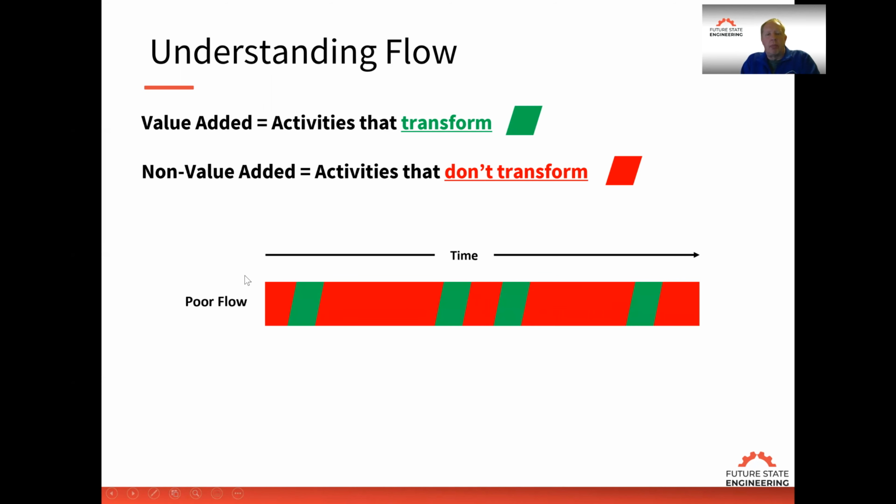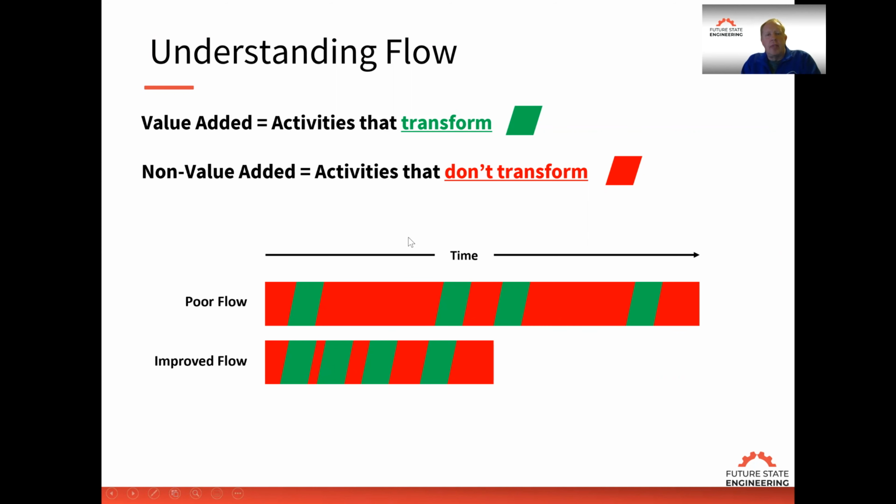If we look at a timeline, what poor flow looks like is we have very few times where we have value added, but the non-value added time, or the queue time, waiting time, while the product or service is waiting to be worked on is significant, much larger than the value added time. So we want to look at improving flow and cutting down on the non-value added time, not focusing on the value added time. One of the things that really affects our flow is batching.